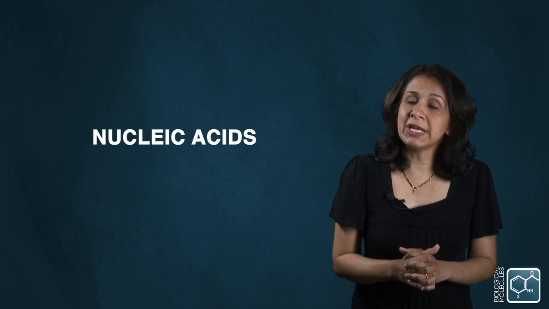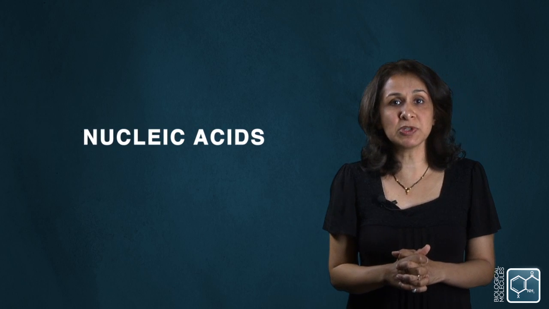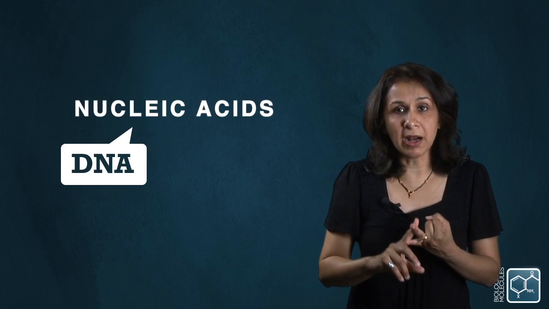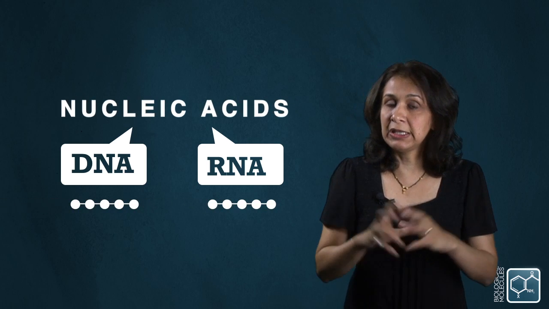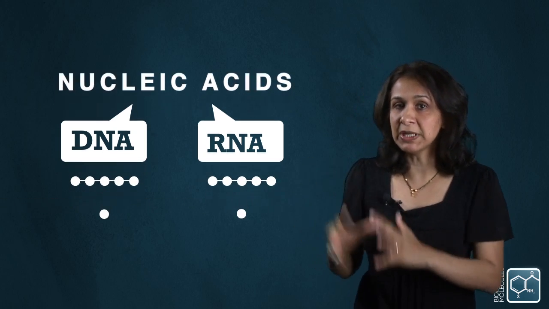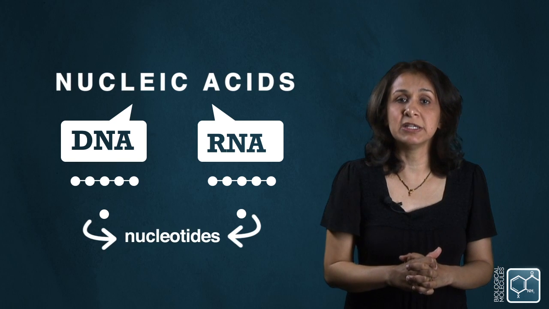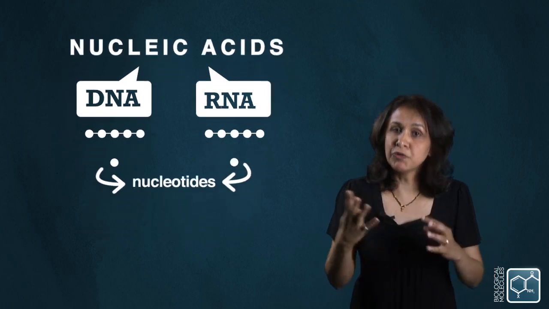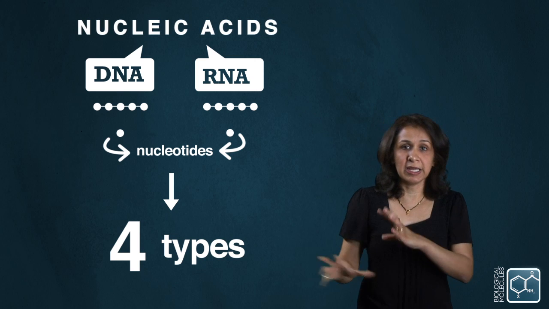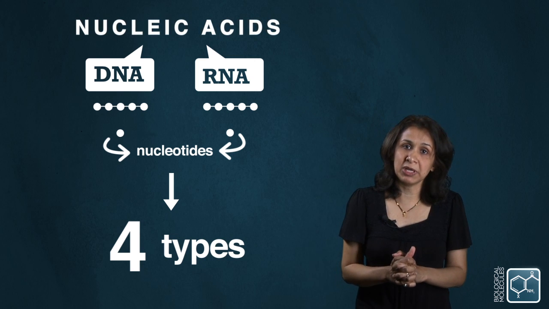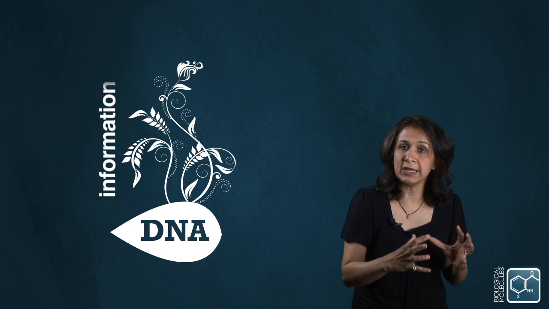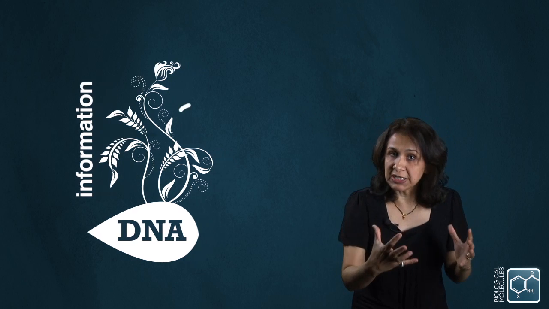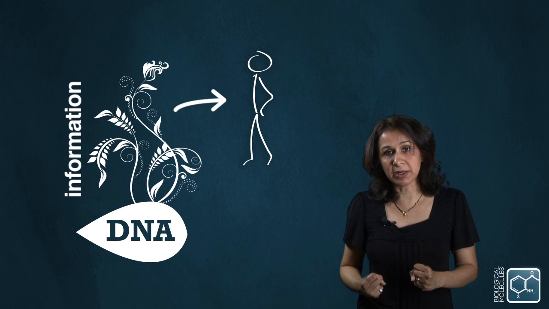Moving on then to nucleic acids. There are 2 types of nucleic acids, DNA and RNA, and these 2 exist in our cells as polymers. And these are made up of individual components which are referred to as nucleotides. There are 4 types of nucleotides, and different combinations of these make up the nucleic acids. Now, DNA is the seat of all information in our cells. DNA carries the genes. DNA makes us who we are.